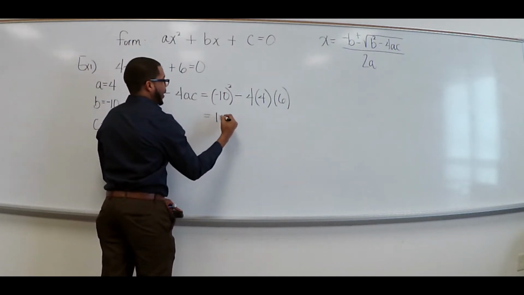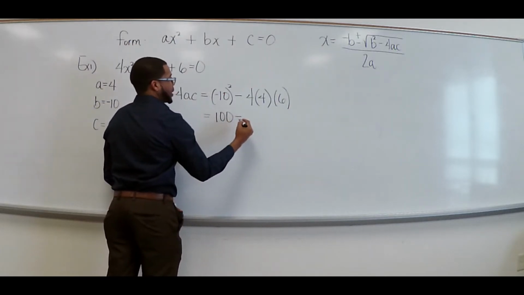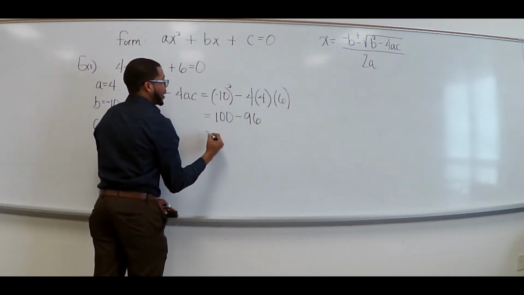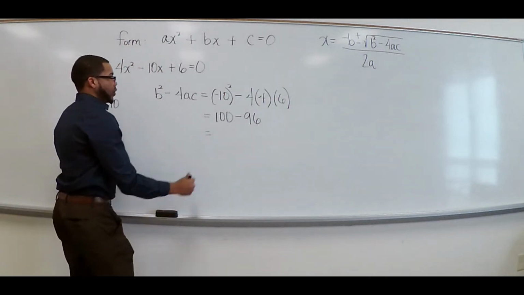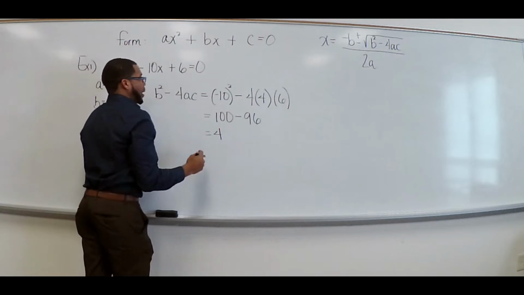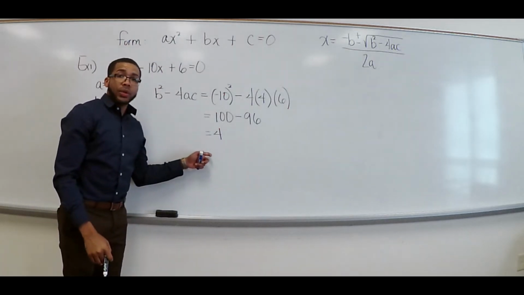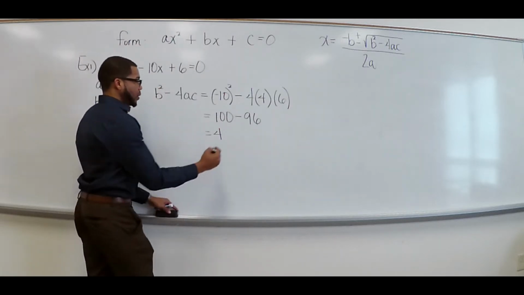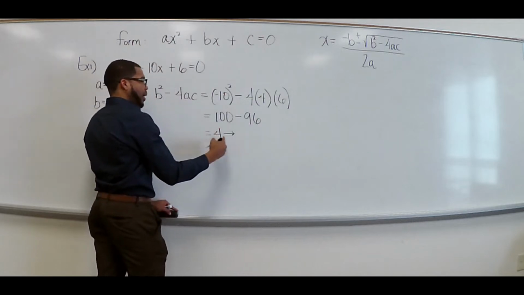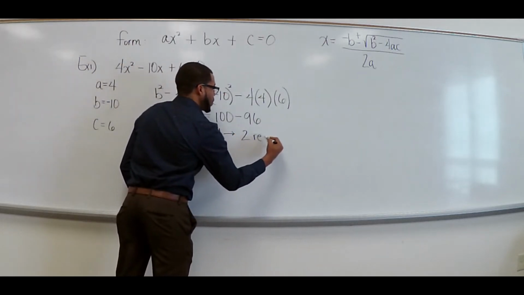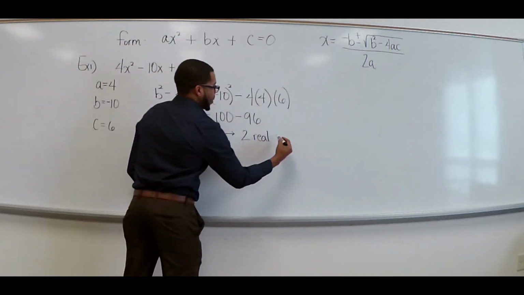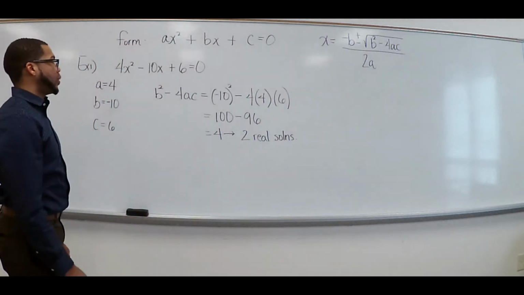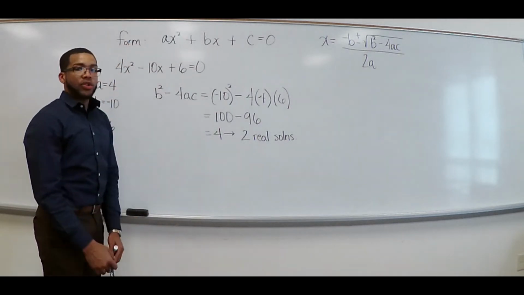This equals 100 minus 16 times 6, which is 96. 100 minus 96 equals 4. Our discriminant is 4. Since your discriminant is positive, that tells you that you're going to have 2 real solutions. And those solutions will be unique. 2 unique real solutions.